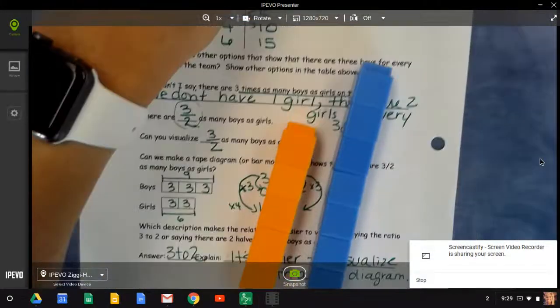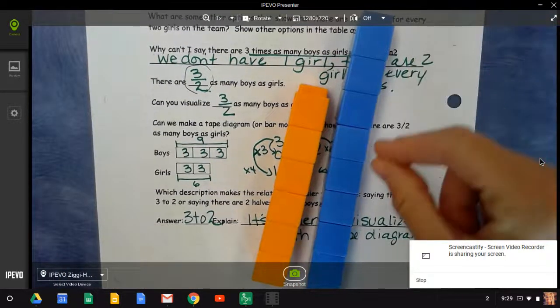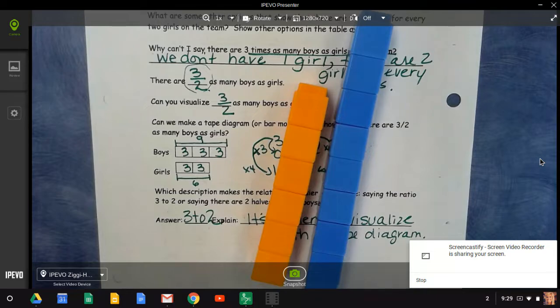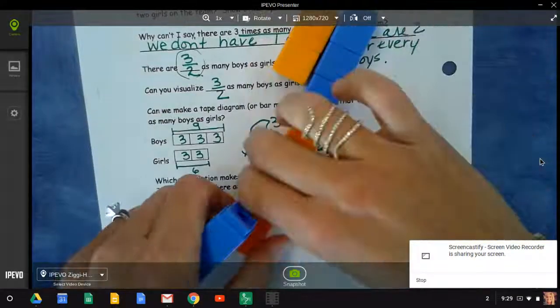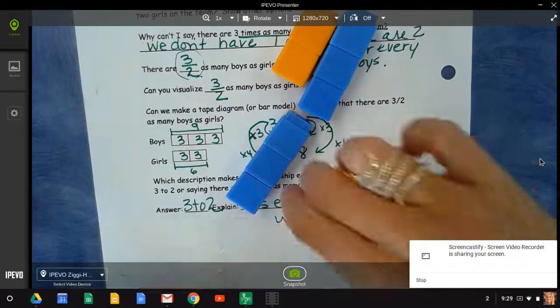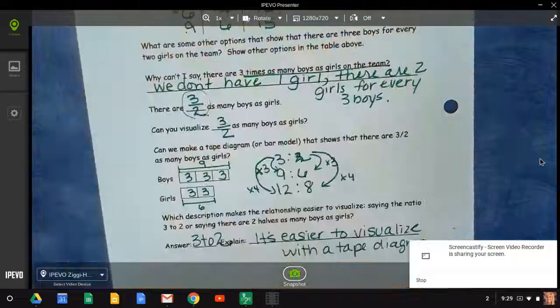Okay, I'll back up a little so you can see. But you can see I have 15. So that's 2, 4, 6, 8, 10, 15. And you can see my ratio is still the same. For every 3 blue, I have 2 orange. And for every 2 orange, I have 3 blue. So we're going to start investigating with that more tomorrow.